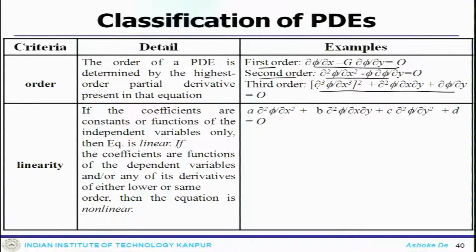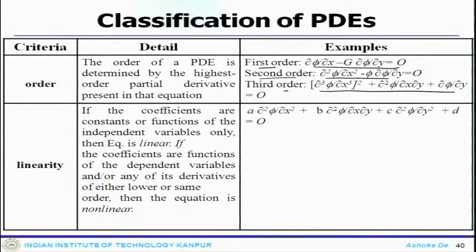So that gives you the third order equation. So essentially, looking at the particular partial differential equation, one can immediately identify the order of the equation, whether it is a first order, a second order, or a third order.